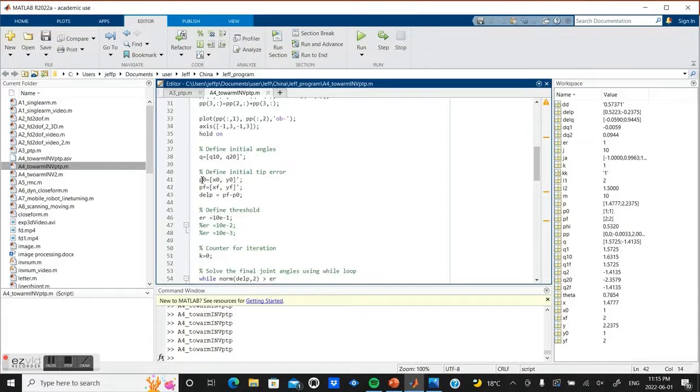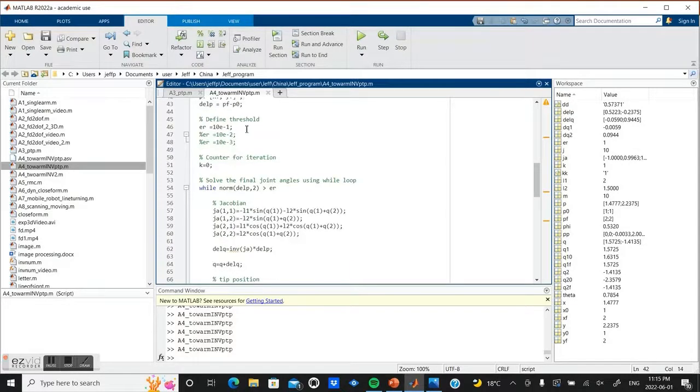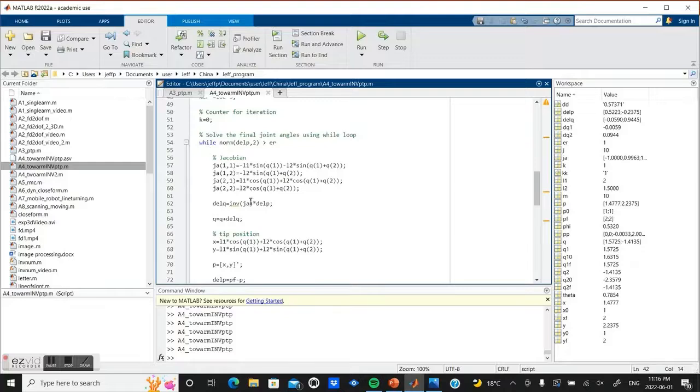And then you define the initial position and final position as inputs. Then you calculate the difference between the two. And this is the threshold. In other words, the error bound you define here is very low, 10 to the power minus 1. And you can also introduce a counter for how many iterations. And now you go into the loop I just introduced to you in the PowerPoint.